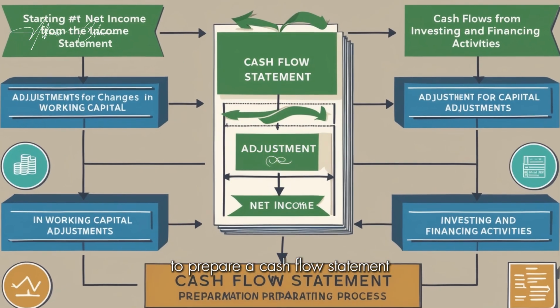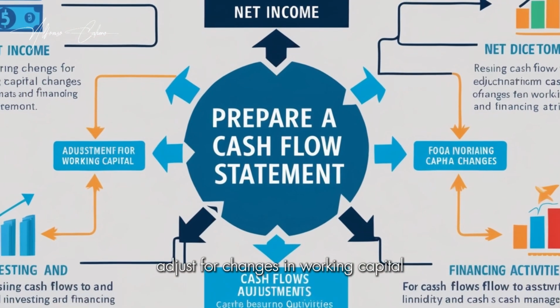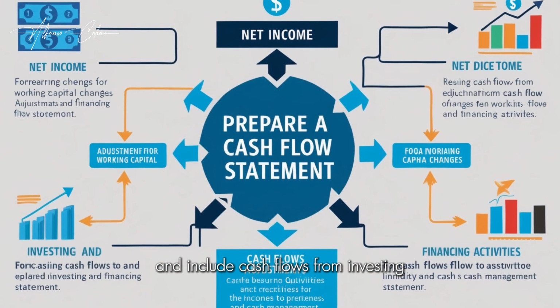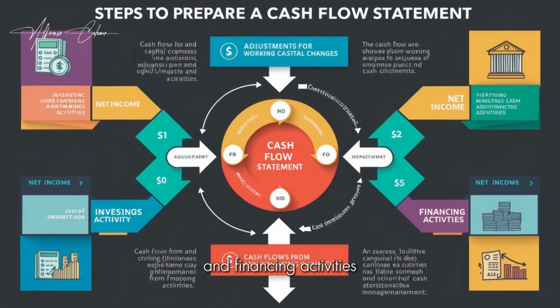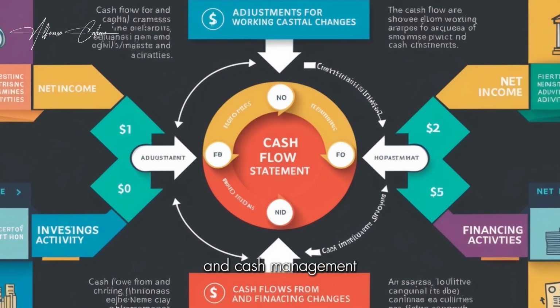To prepare a cash flow statement, start with net income from the income statement, adjust for changes in working capital, and include cash flows from investing and financing activities. This statement helps evaluate liquidity and cash management.